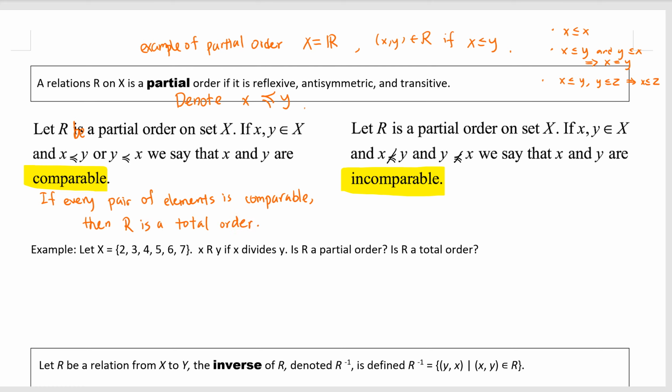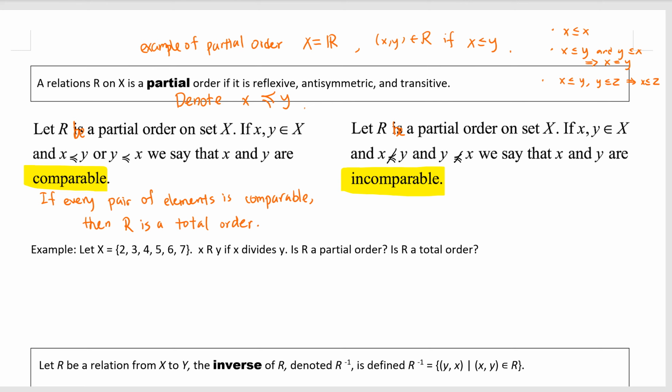So far, so good. Let R be a partial order on the set X. If x, y are in X and (x, y) is not in R and (y, x) is not in R, then we say x and y are incomparable. Let's look at some examples. Let X be the set {2, 3, 4, 5, 6, 7}, and xRy if x divides y.